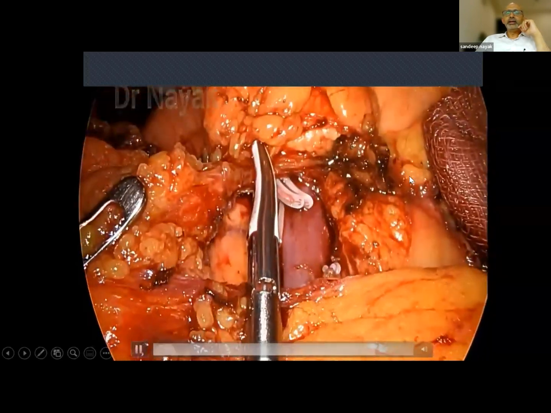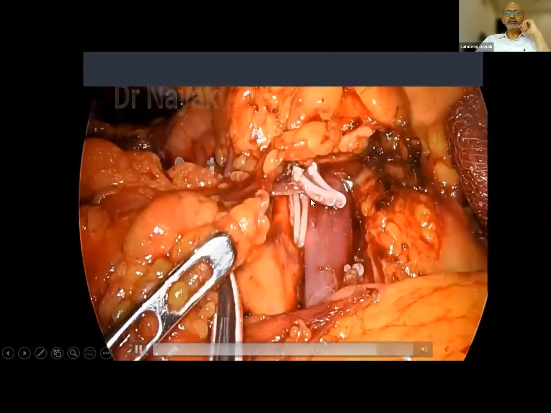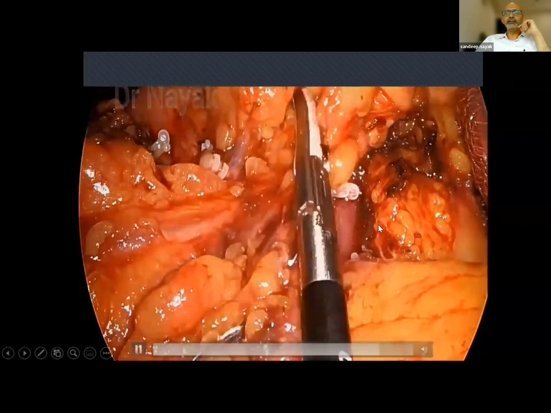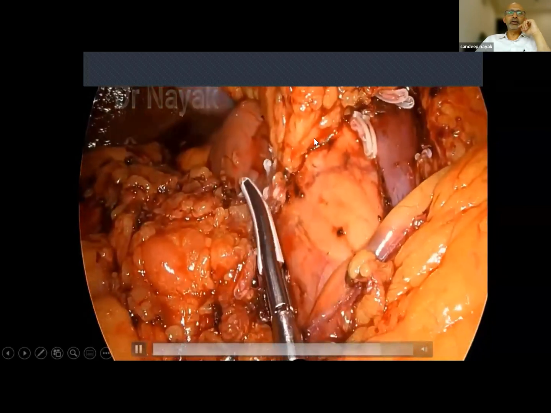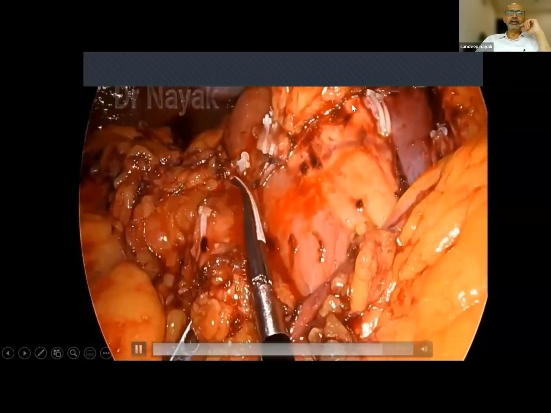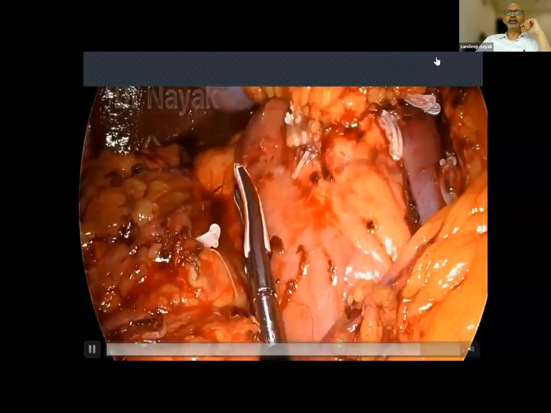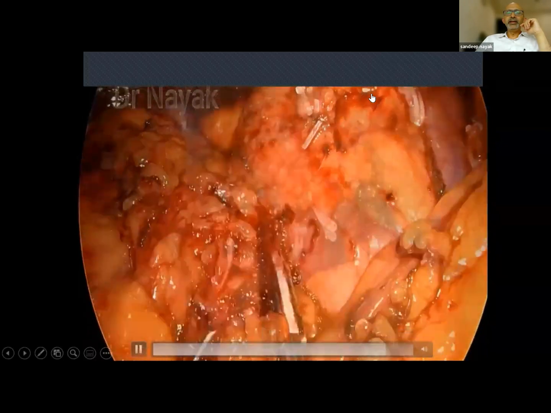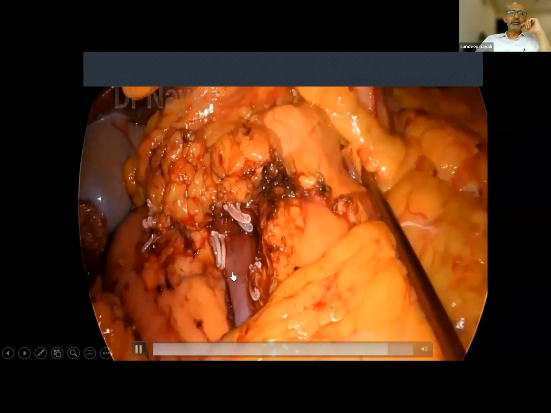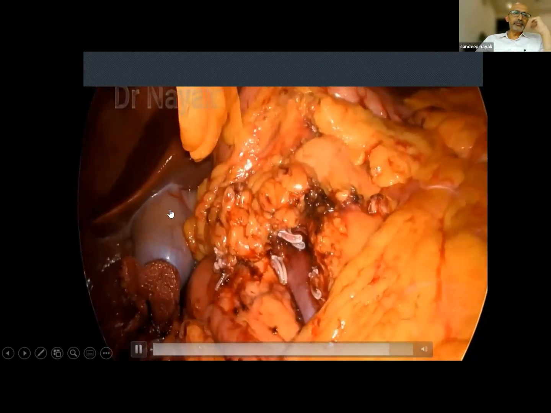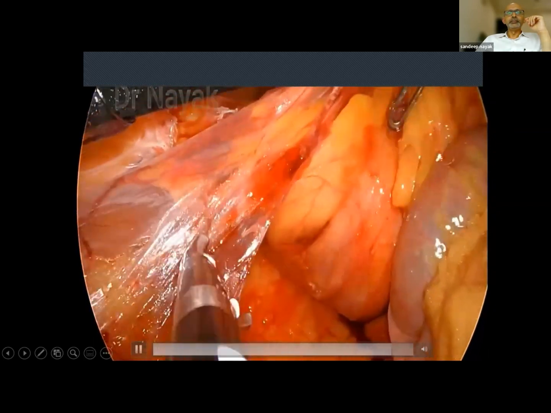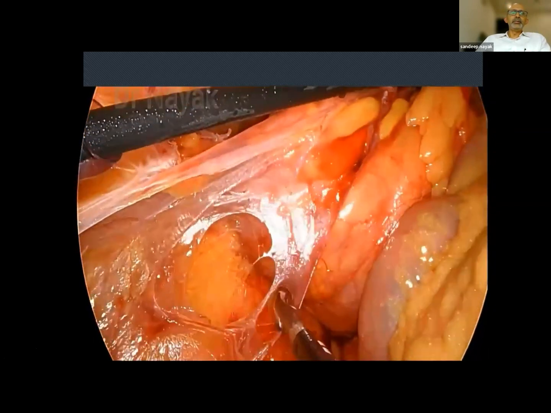Now, it is important that we go just above the origin of the middle colic artery. This is somewhere where middle colic originates. We take all these loop of Henle vessels. No need to go and dissect this area above the veins and arteries. So this is the limit to which we need to go and dissect. So once that is done, the rest of the surgery is simple.